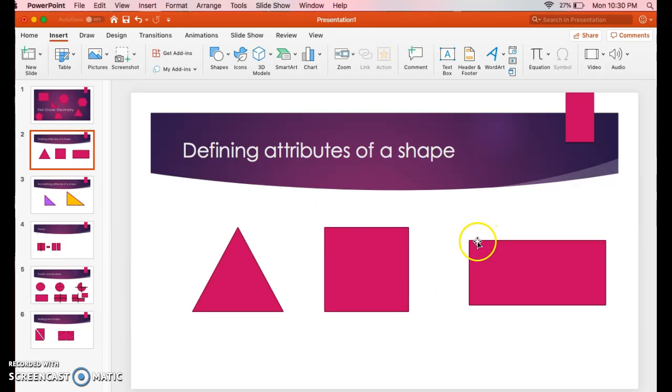And a rectangle will always have 4 90-degree angles, but 2 of the sides will be different. As you can see, this side and this side are the same, and this side and this side are the same. And that's what makes it a rectangle.